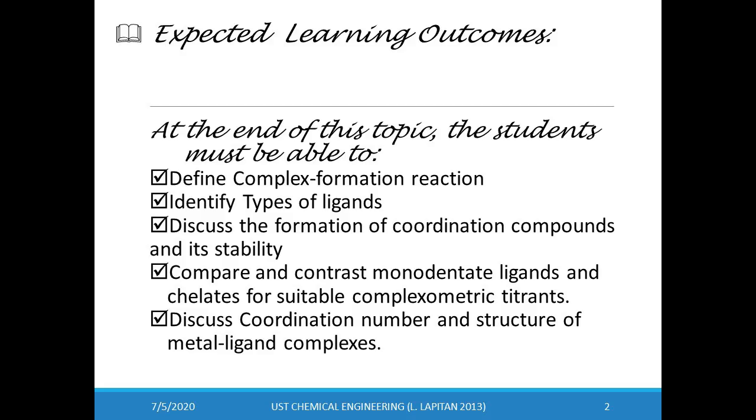In this video, these are the learning outcomes. At the end of this lecture, you should be able to define complex formation reactions, identify the types of ligands, discuss the formation of coordination compounds and its stability, compare and contrast monodentate ligands and chelates for suitable complexometric titrants, and discuss the coordination number and structure of metal ligand complexes.